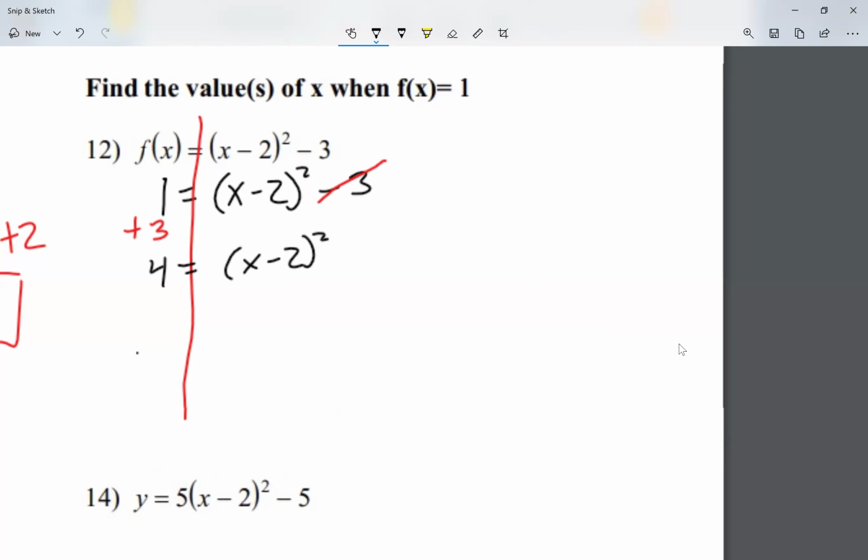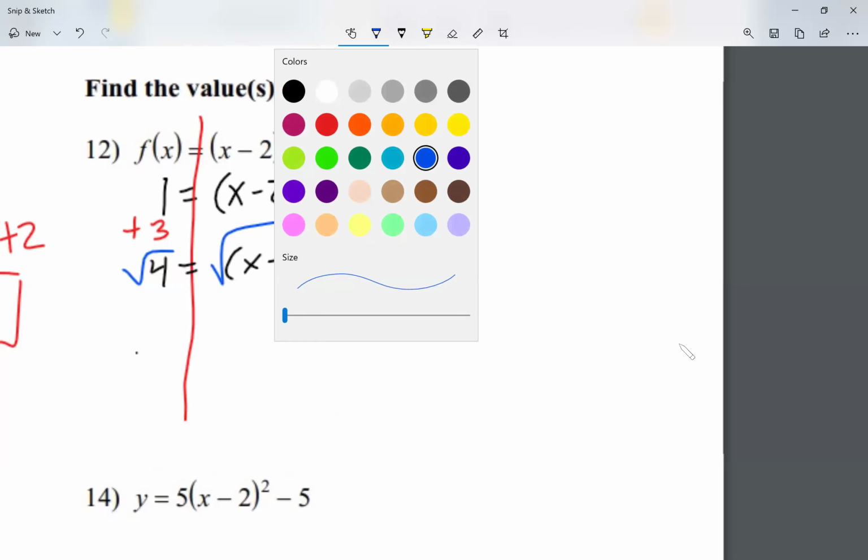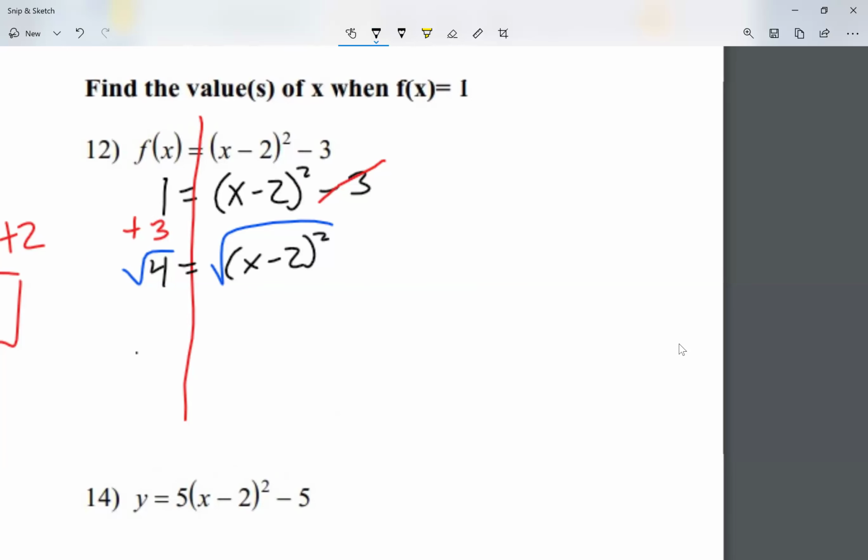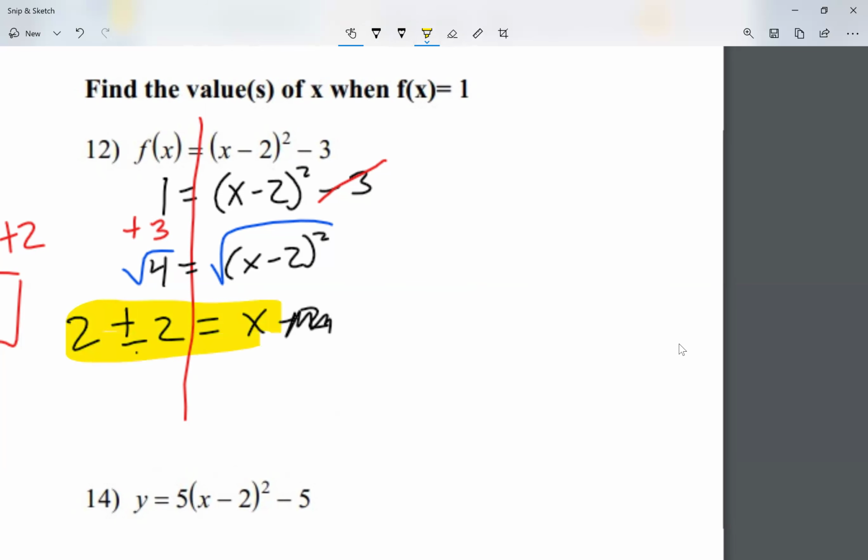I don't have a number outside of the parentheses, right? No, I have the parentheses squared by itself. This is when I do my square root then. The square root of 4 is positive or negative 2. And here on the right side, I have x minus 2. I'm going to get rid of this minus 2. I'm going to move it to the other side as a positive 2. And here's where my answer is. 2 plus or minus 2.